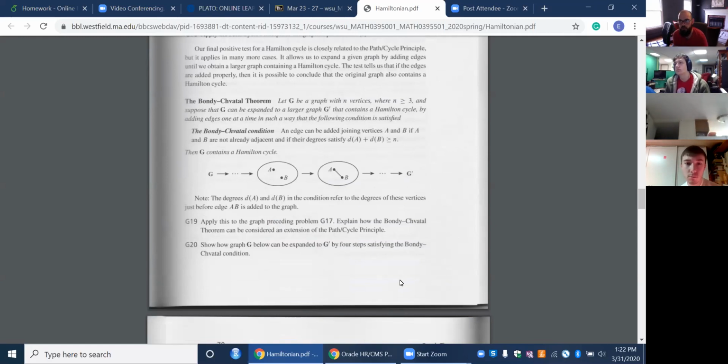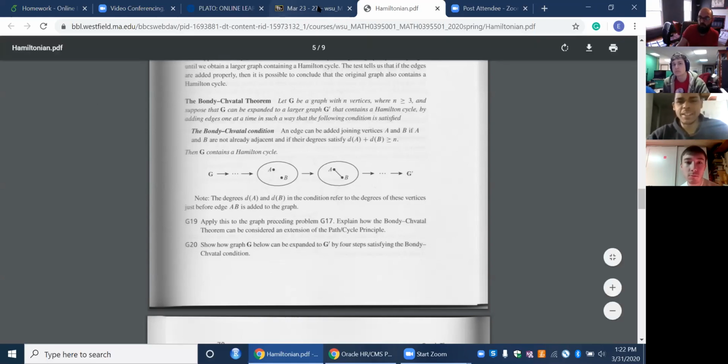So if you think about this, if I added a bunch of edges into a graph, it would be easier for me to find a Hamiltonian cycle. I kind of need to see that visually. I need you to make a graph and just kind of show it.